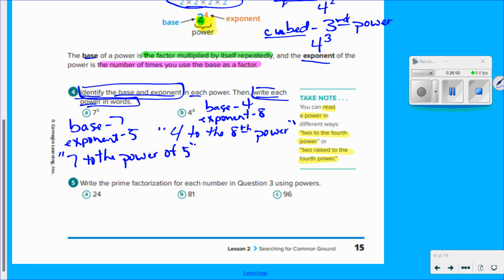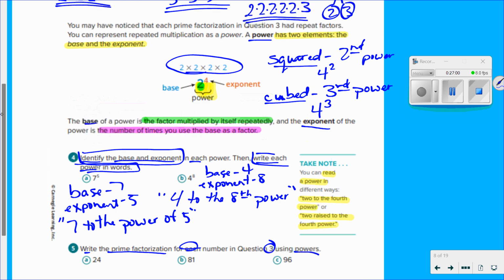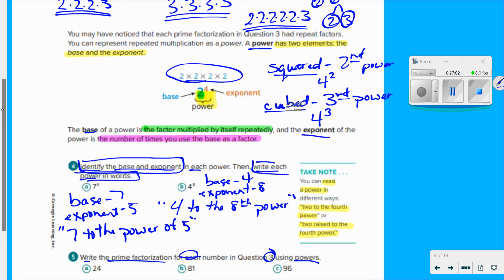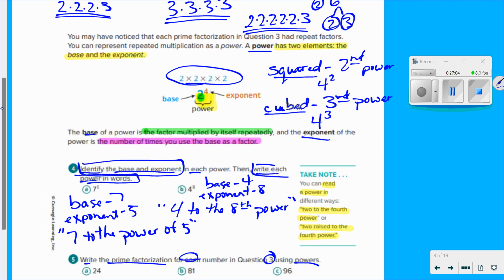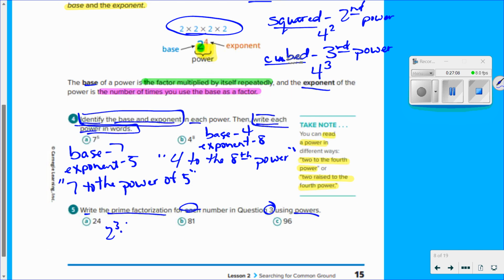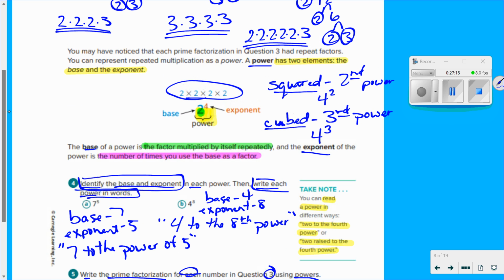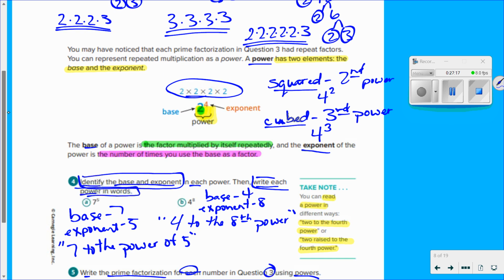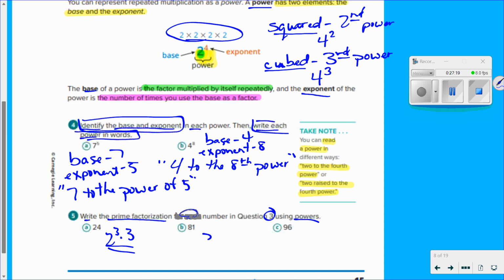Okay, so now what we're going to do for our last step for today, write the prime factorization for each number in question 3 using powers. So we're going to go back to the ones that we just did, and I'm now going to rewrite this using exponents. So how many 2's did I have for 24? 3. So I'd write that as 2 to the 3rd times 3. Simple, right? Part B, how many 3's did I have? 4. So that one is just 3 to the 4th power.